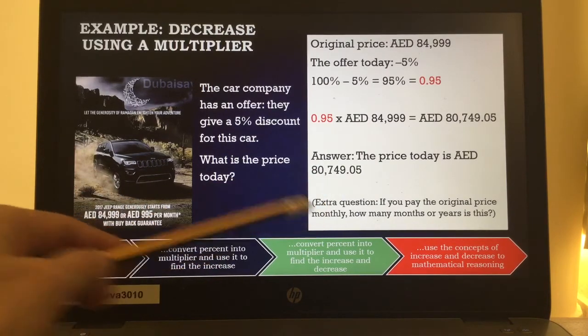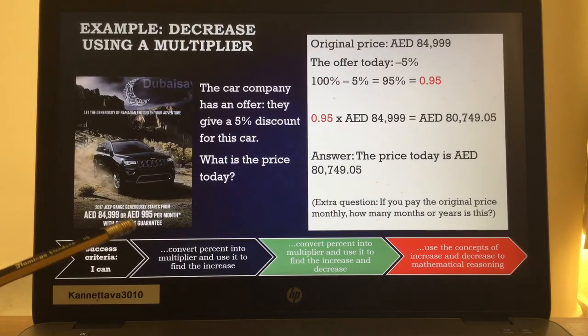Well, if you want to look at the advertisement, the extra question is, if you pay the original price monthly, how many months or years you have to pay for that car.